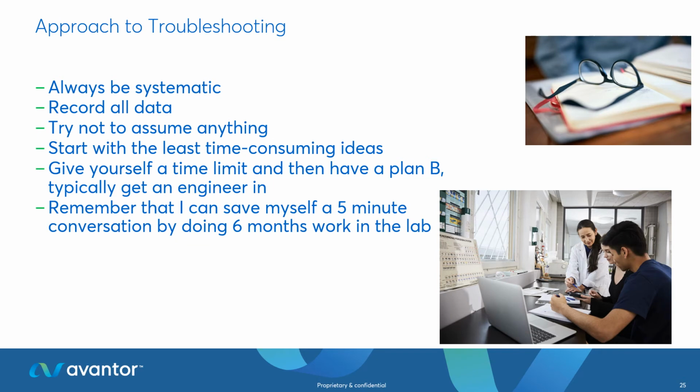In terms of then troubleshooting, so we found that we have an issue and now we need to rectify it. It's always good to have an approach to troubleshooting. Always be systematic in the approach. Record all data. Try not to assume too many things and go through, as I say, a systematic manner in order to elucidate what's happening. Ideally, start with the least time-consuming activities. So if changing the septum is one of the key activities as opposed to reinstallation of a column, that's much quicker. So look at that first and foremost, as opposed to perhaps something that takes a little bit longer.